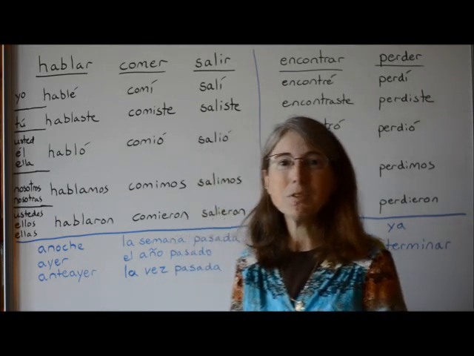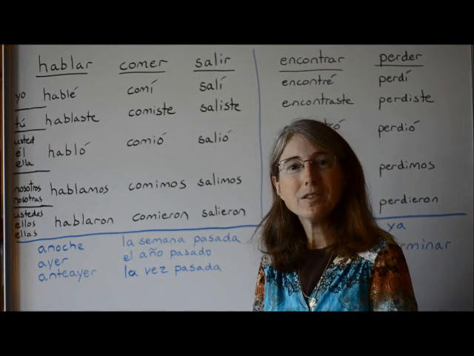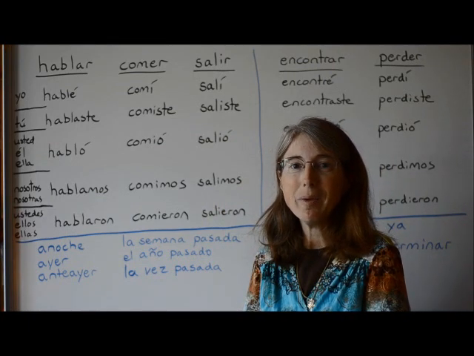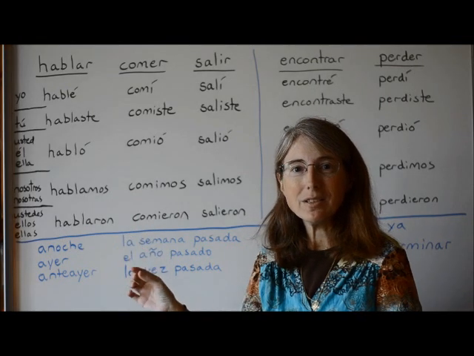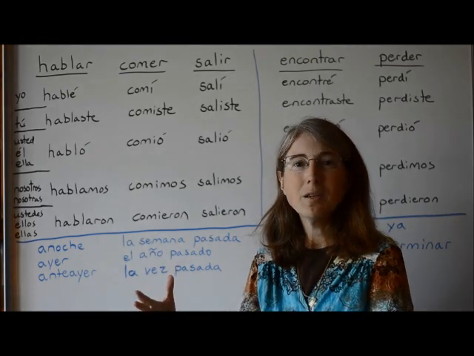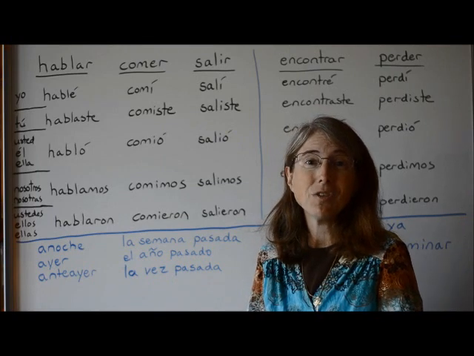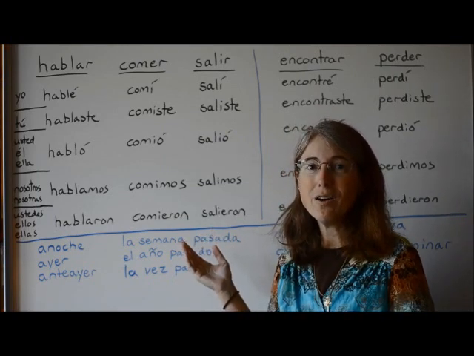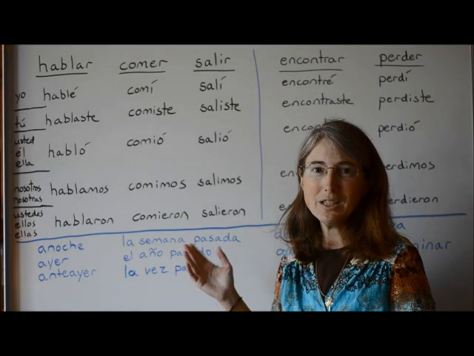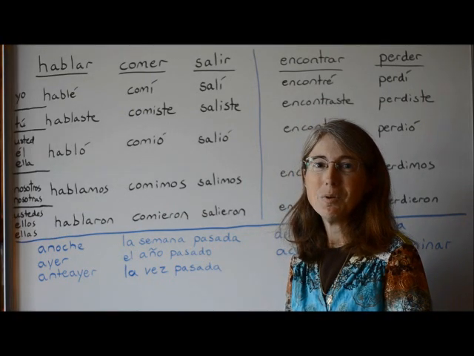And when we conjugate verbs in the preterite tense, we just have to change the endings to match the pronoun, the subject pronoun or the subject of the sentence, just like we did in the present tense. But in the preterite tense, the endings are different. And so on the board here, I have written several AR, ER, and IR verbs that are conjugated in the preterite tense, so we can see what the endings look like.